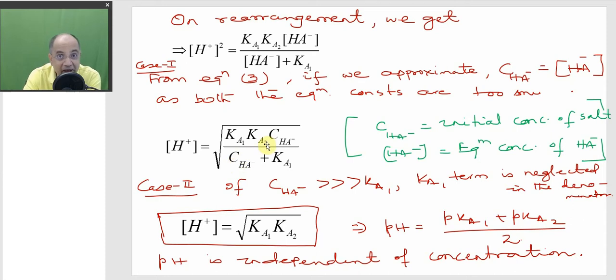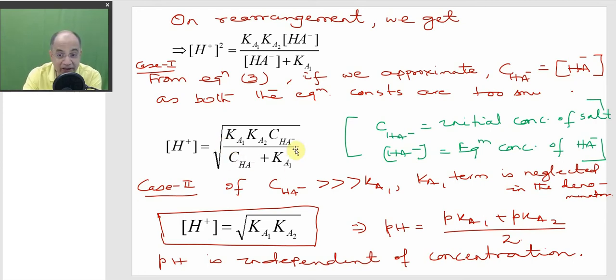That doesn't mean that if K1 is large, supposing K1 is 10 to the minus 2, and you are taking salt concentration 0.02, in the same order. In that case, you have to use this expression to get pH, and in that case, it is dependent on the concentration of the salt.